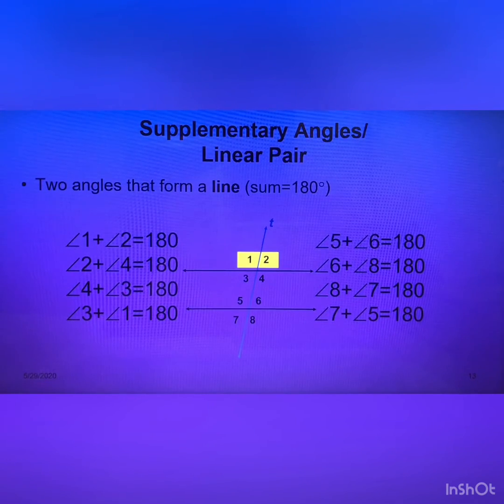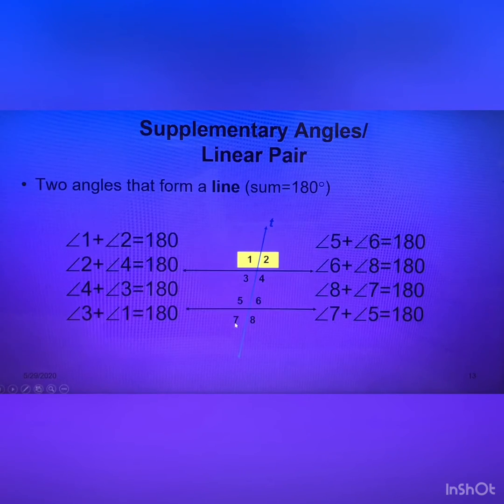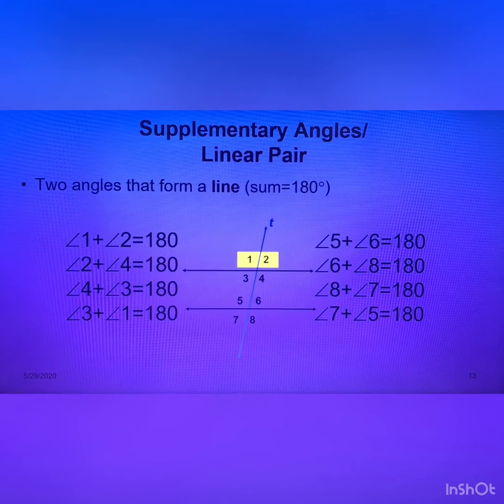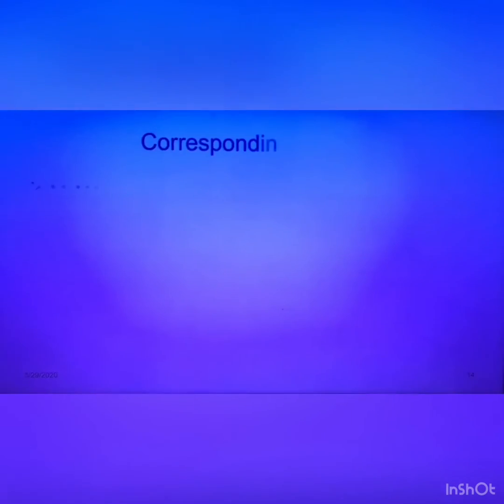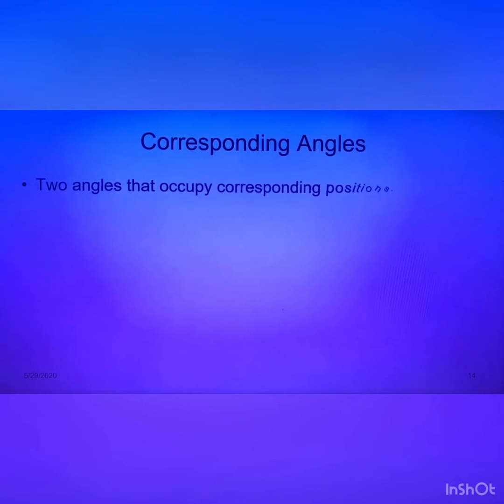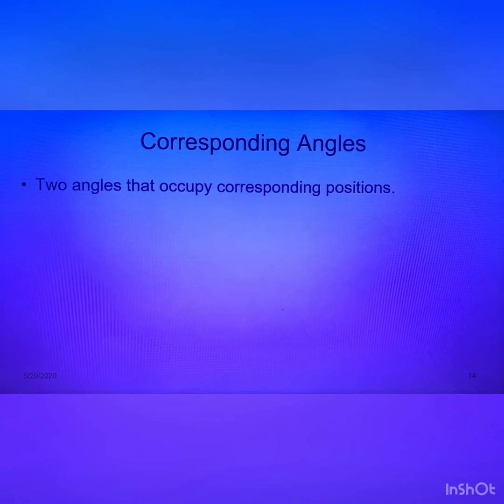At the last, angle 7 and angle 5, this is also a straight line and a ray stands just on a straight line. So angle 5 and angle 7 are also a linear pair and also supplementary angles. Now moving on to corresponding angles. Two angles that occupy corresponding positions are known as corresponding angles.